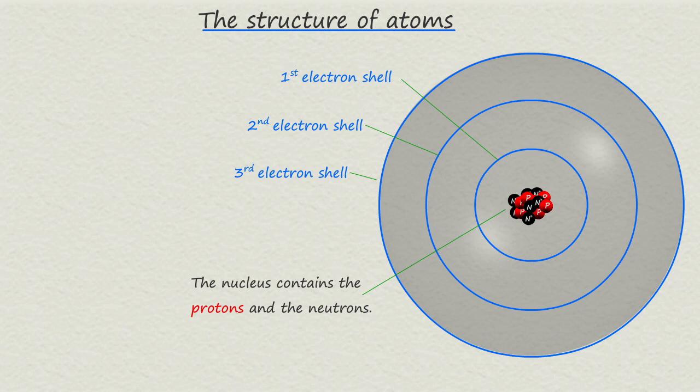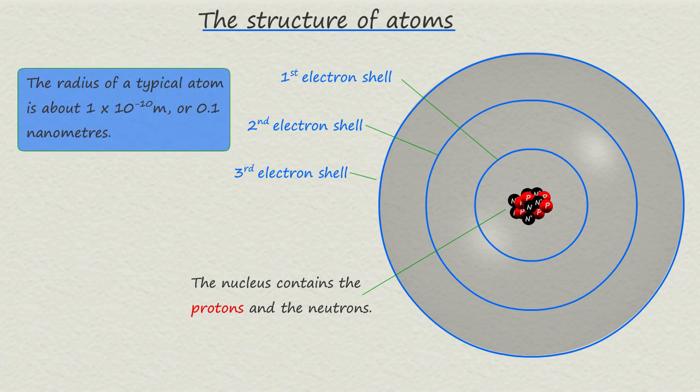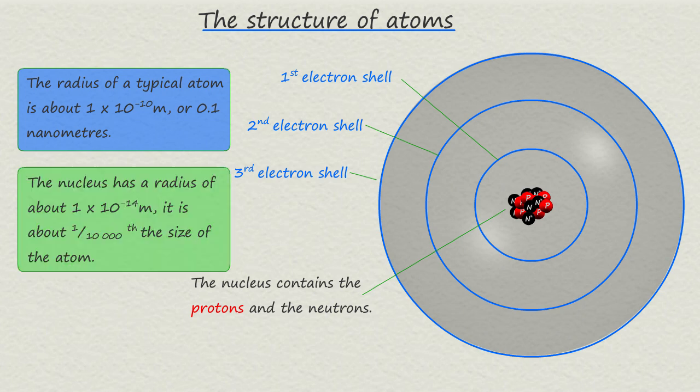Now, atoms are very, very small. A typical atom has a radius of about 0.1 nanometers, and the nucleus at the centre of the atom is much, much smaller, with a radius of about 1 times 10 to the minus 14 meters. That is, the nucleus is about 10,000 times smaller than the size of the actual atom.